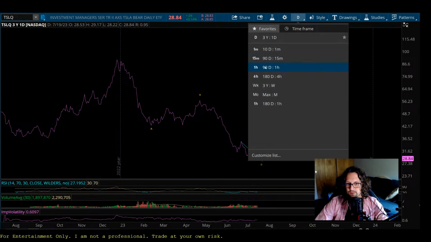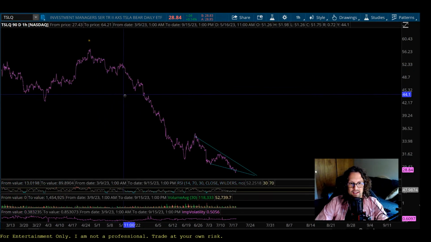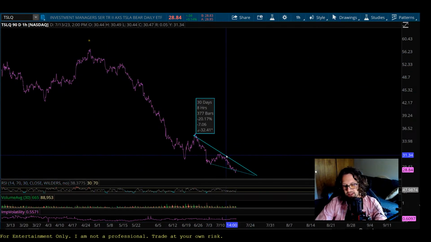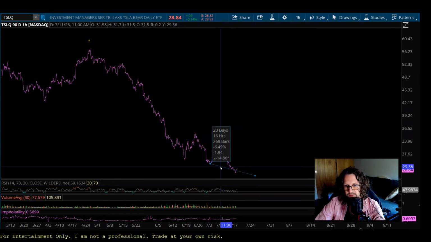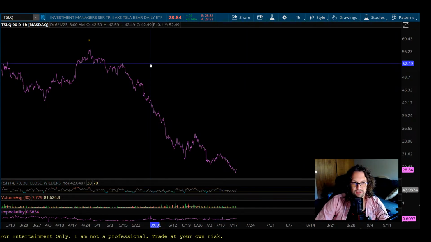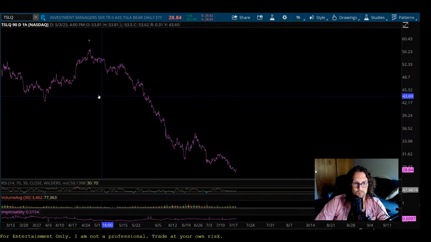Let's go ahead and zoom in to maybe the hourly. Can I get that whole trend on the hourly? I can. Nice. Let's work with this one. And we'll redraw that when we get there. Don't worry. We're going to start with this corrective B wave.